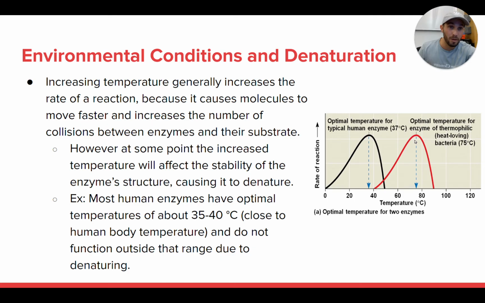And if you're below that or above that, that's going to affect the shape of that enzyme, which could cause it to denature and cause that reaction to start going a lot slower if it's too hot or too cold beyond that. And so just know that every enzyme has an optimal temperature, and it depends on the enzyme, and it can denature when it's outside that optimal range.